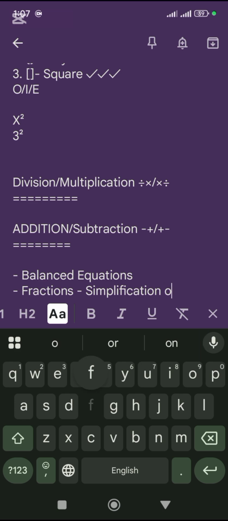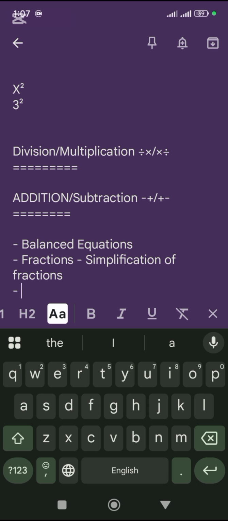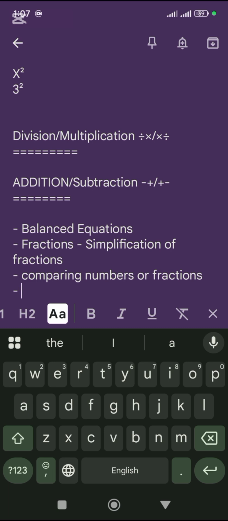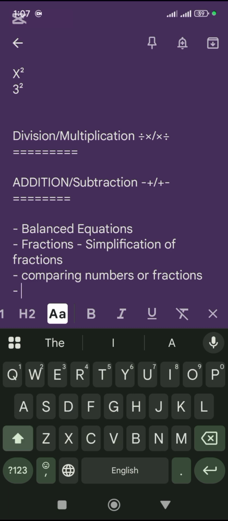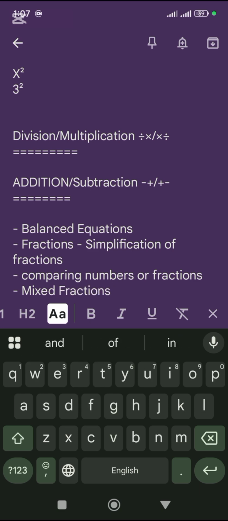Okay, or fractions. You will use BODMAS or BIDMAS or PEMDAS in comparing numbers or fractions. You will use it also in mixed fractions. And I think you can use it also anytime you find questions involving multiple operations. Okay, you can use BODMAS, BIDMAS, or PEMDAS. Okay, that's just the idea.